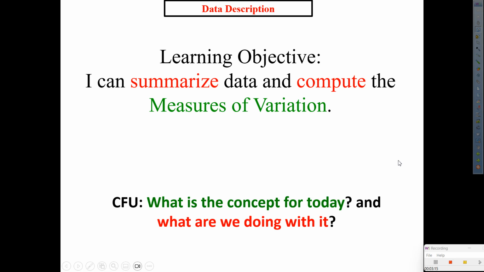And once again, our objective for today: I can summarize data and compute the measures of variation. So once again, turn to your neighbor and let them know what the measures of variation are. What 3 measures of variation have we been working with?